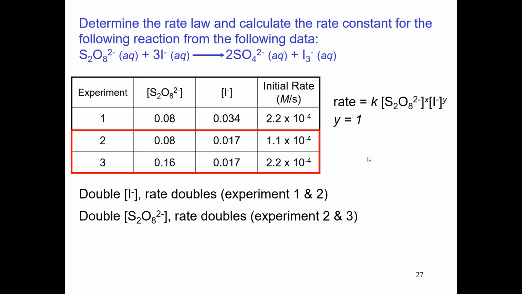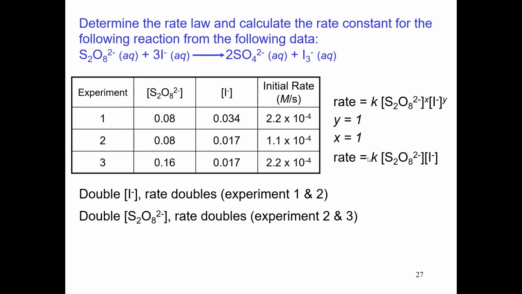Now, if we compare experiments 2 and 3, we've kept iodide constant and we have varied the peroxydisulfate ion concentration. And if we compare the rates, we see that as we double the S2O8 ion concentration, the rate also doubles. And once more, that tells us that X equals 1, and therefore we can write the rate law as rate equals K times S2O8 ion times iodide ion, both of them first order, and the overall reaction would be 1 plus 1, second order in this case.